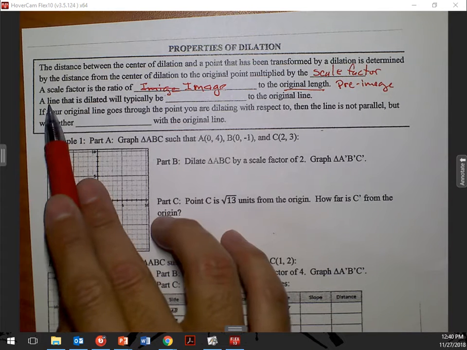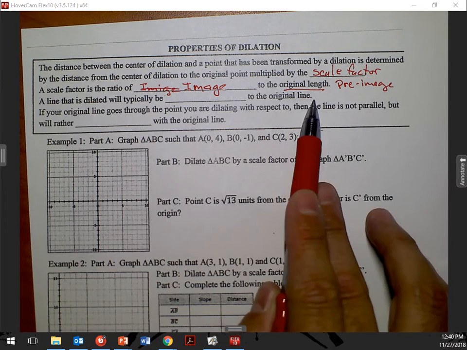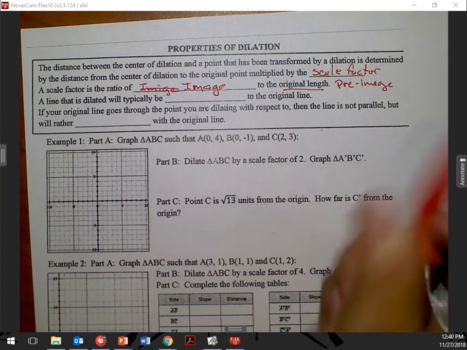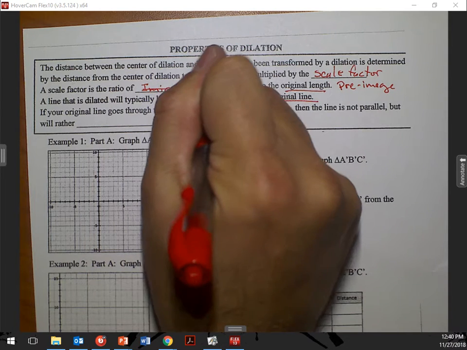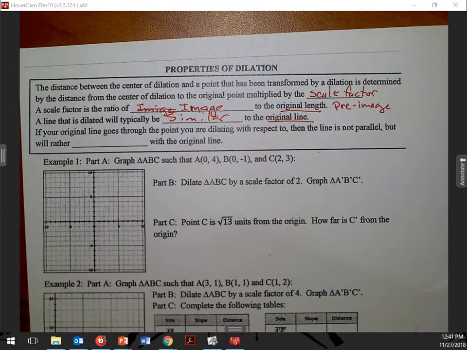Okay, so a line that is dilated will typically be similar to the original line. It's going to be the same shape, but compared to the original, it's going to be whatever the scale factor is. So if the scale factor is 2, it's going to be the same shape, but twice as big. Similar to the original line.